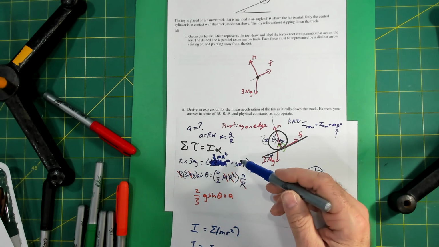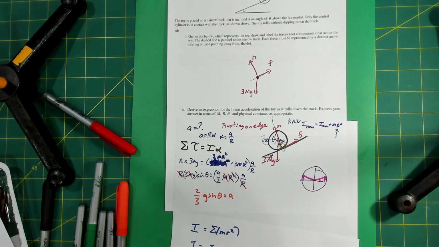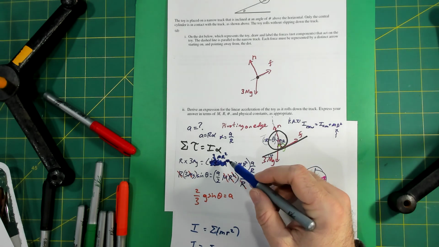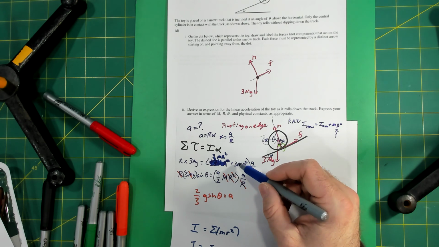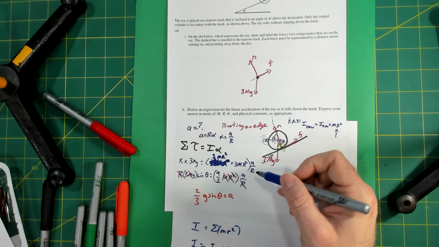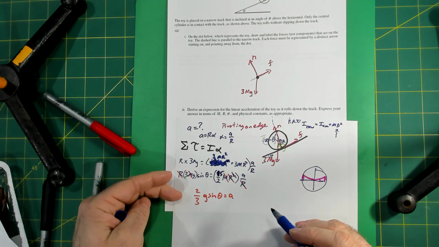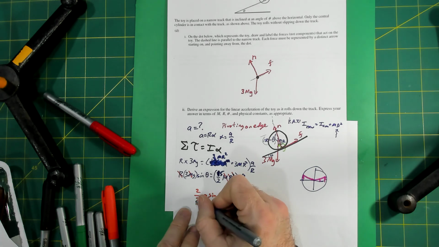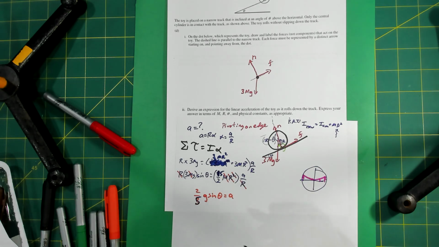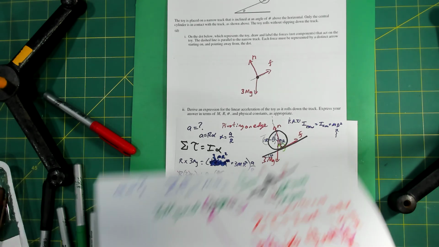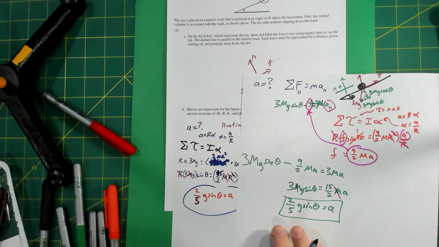So 9 halves plus 3, that's 4.5 plus 3. Sorry, 9 halves, 3 is 6 halves. 9 halves and 6 halves is 15 halves. So this is a 15 halves here, right? And then when I flip it over there, the 3 is going to cancel. I'm going to get 2/5. There we go. 2/5 g sine theta. You say, hey, that's the same thing that we got by the other technique, right? And I feel good about that now.